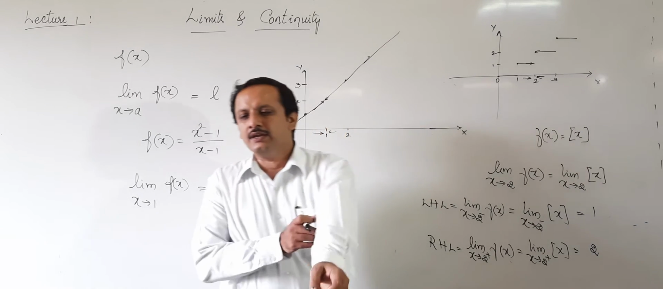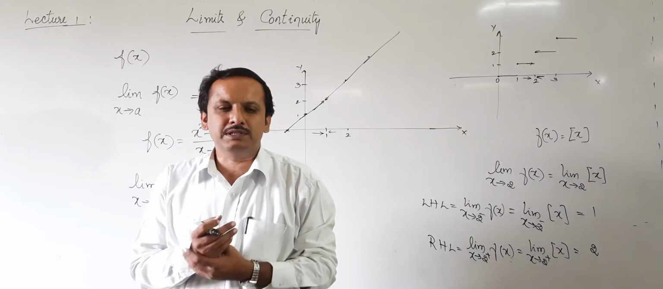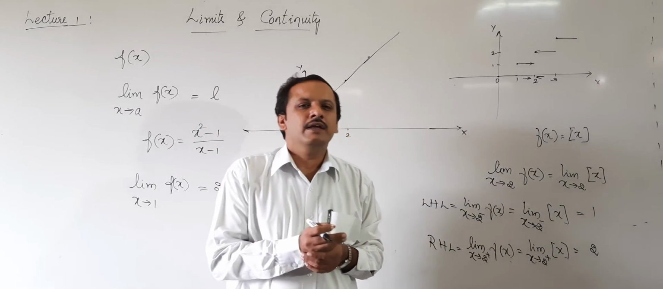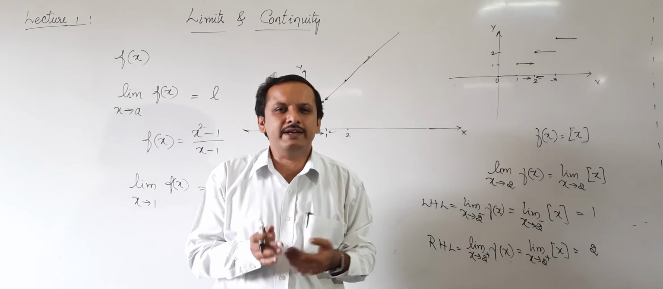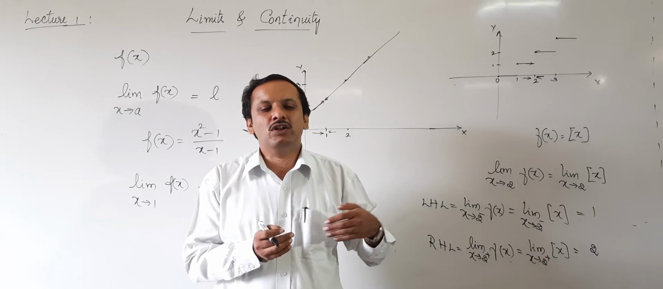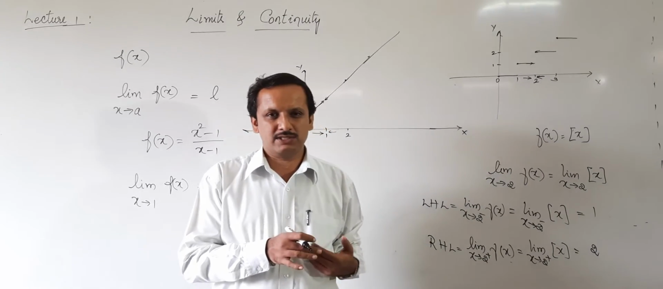See, from these two examples, we observe that if a function is not defined at a particular point, then also the limit may exist.